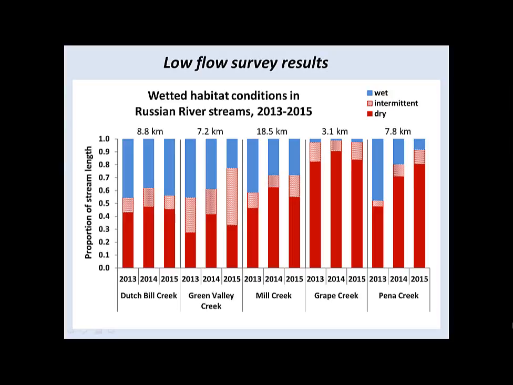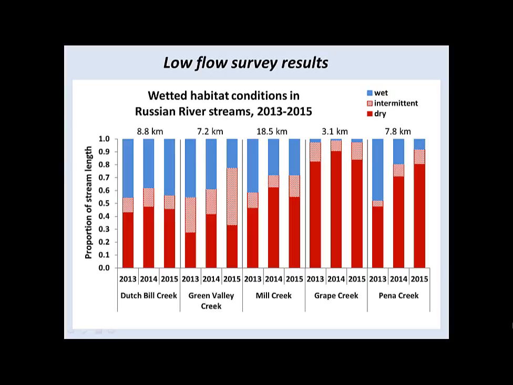And another thing just to notice is there's some differences among the streams. A stream like Dutchbill with progressive drought has remained fairly consistent in terms of the habitat that remains wet, whereas a stream like Pena Creek, we see progressive drying across years. And then there's just some streams that you just don't want to be in if you're an aquatic species during drought years.